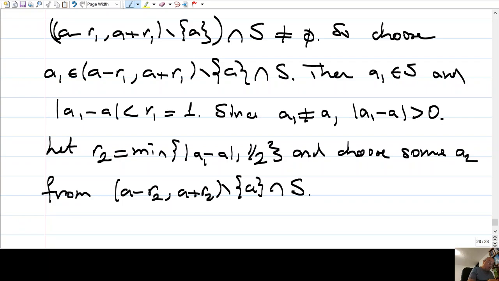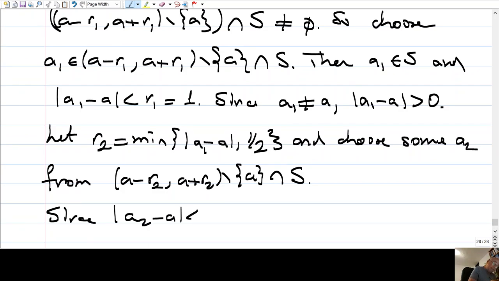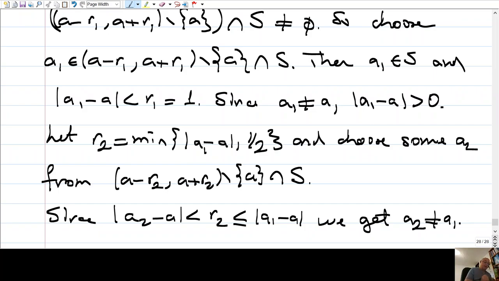Well, first of all, the distance from A2 to A is less than R2, and R2 is less than or equal to A1 minus A, right? So these two distances are never the same. We get, first of all, A2 is different than A1, okay? They cannot be equal.